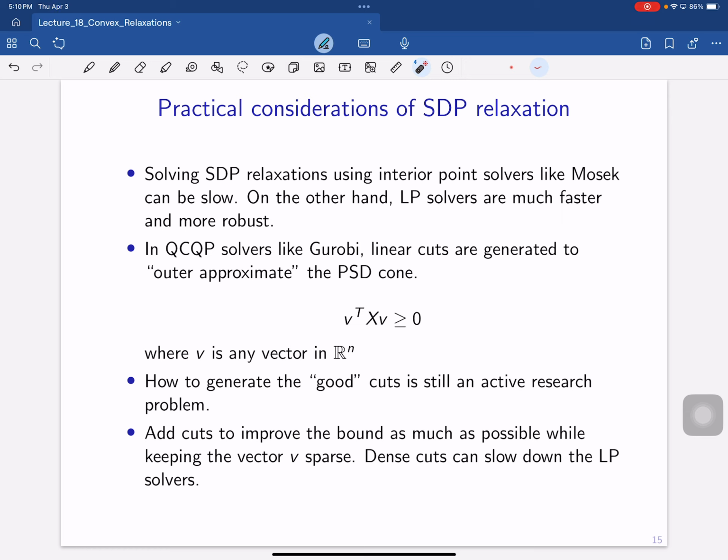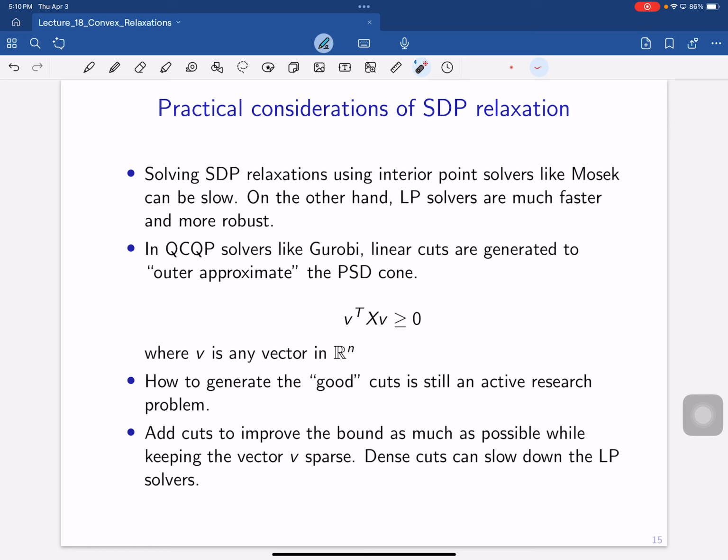Instead of solving SDP directly, it will add some linear cuts related to the PSD cone. Now, like Zach, what you said, how to find the so-called good cuts? It is still an active area of research, because you want to balance the quality of the relaxation and the speed to solve the relaxation. If you add too many cuts, it can slow down the solver as well.